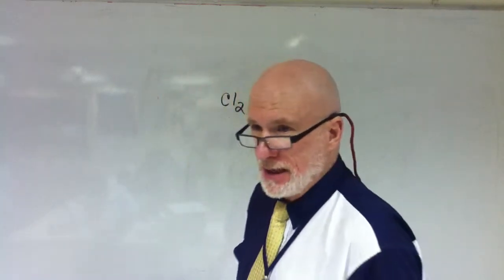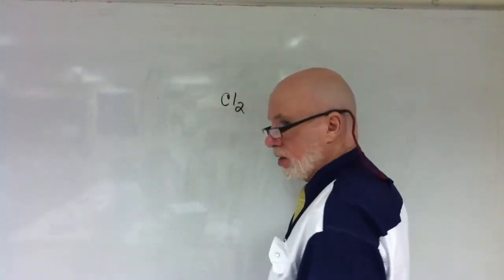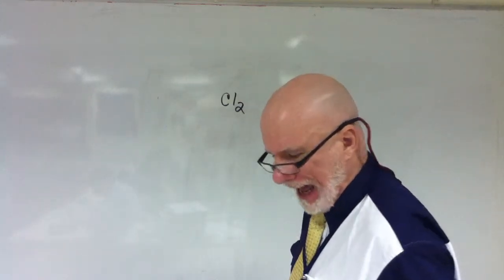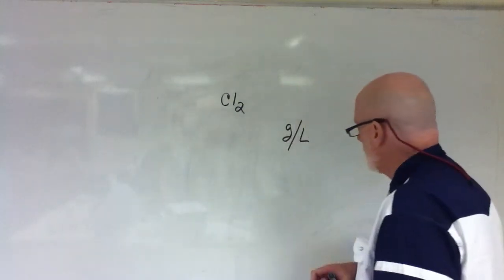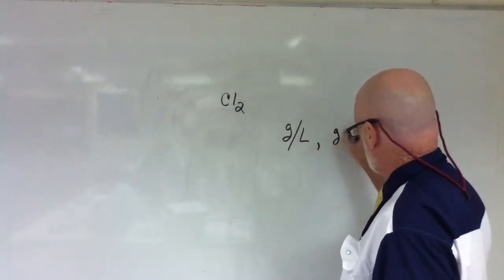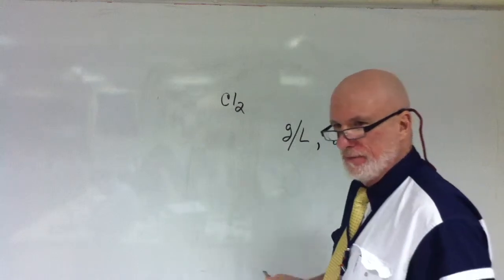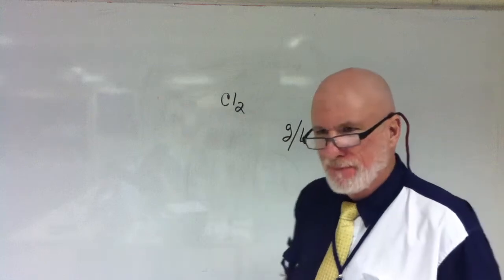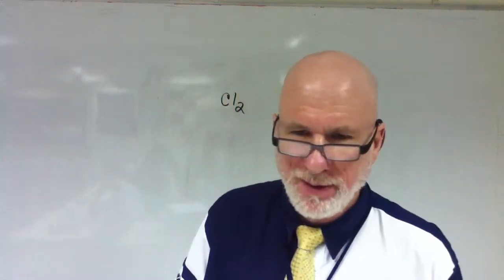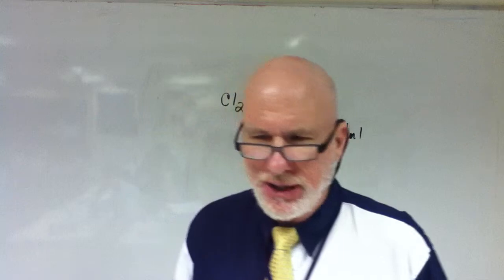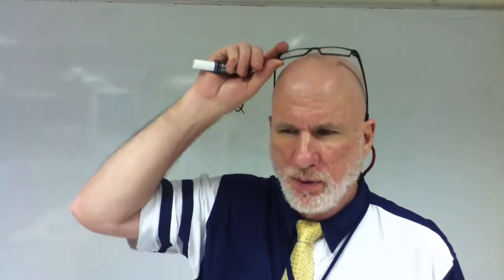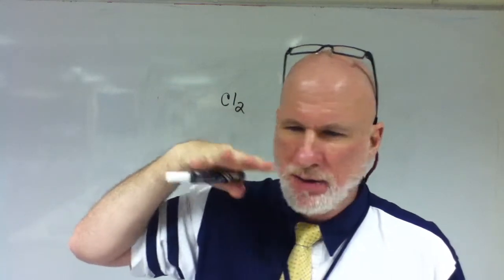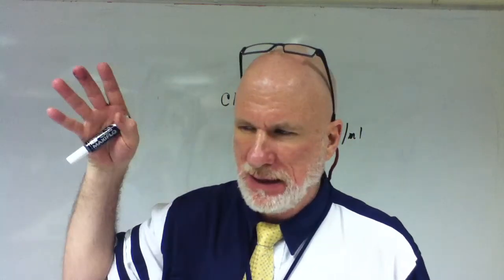All right, now let me tell you this. I want it in grams per liter. No, you know what? I want it in grams per liter and grams per milliliter. I want it in both. Okay? How would I come up with the density? What two things do you need for density? Mass and volume. Isn't it mass over volume?